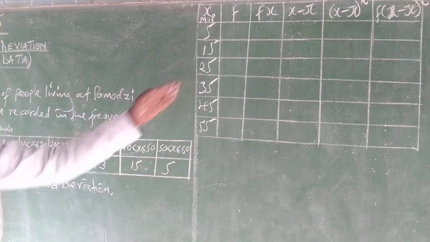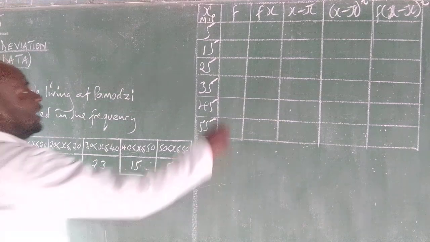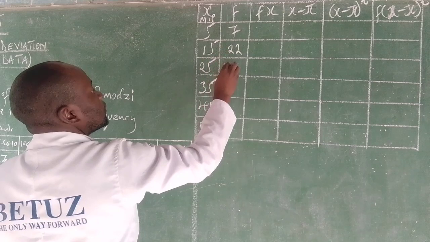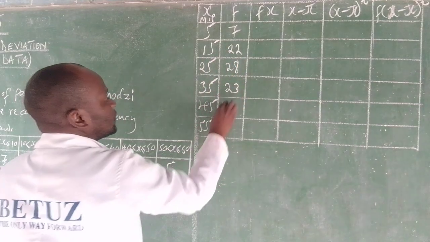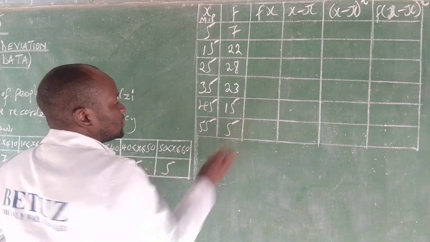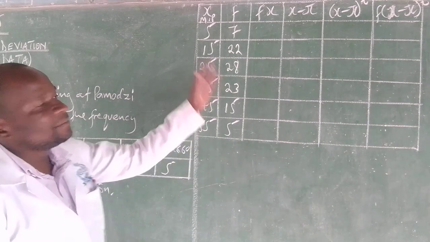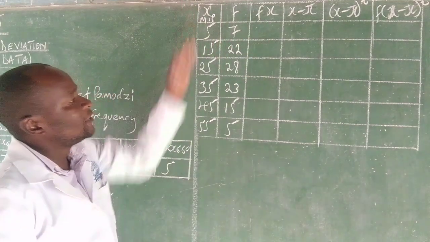Then on the frequency part, you simply pick the figures that are down here, the way they are. We have 7, 22, 28, 23, 15, and 5. Now at this point, you can see the table is clearly guiding us to say fx, meaning what is in here should be multiplied with what is there.